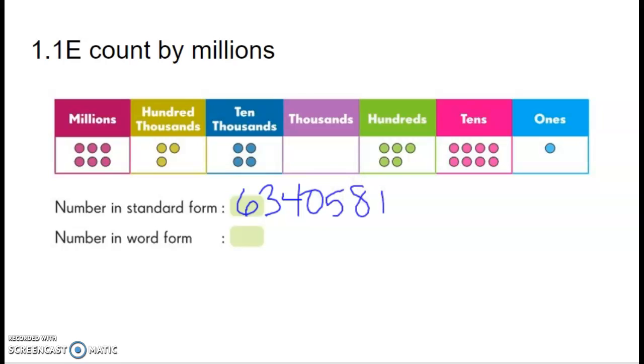So 6,340,581. And this time I didn't add my commas, so I could go back from the right count. 1, 2, 3, put my comma, 1, 2, 3, put my comma. All right. And then I can think, okay, how do I say it? That's how I write it in word form. So I start with my millions period.